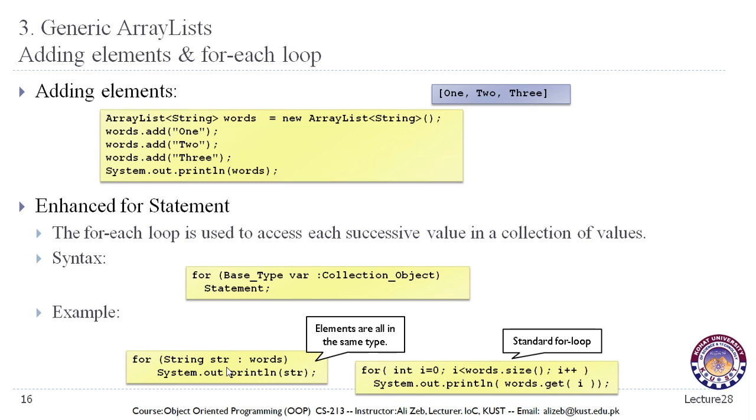And we can also use the standard for loop, where we can use the get method to print all of the elements of the array list. So we go through the list until the size of the array list is reached, and we print the elements of the array list one by one. So both of these for statements can be used to print the elements of the array list, and we will be using these in applications later on.